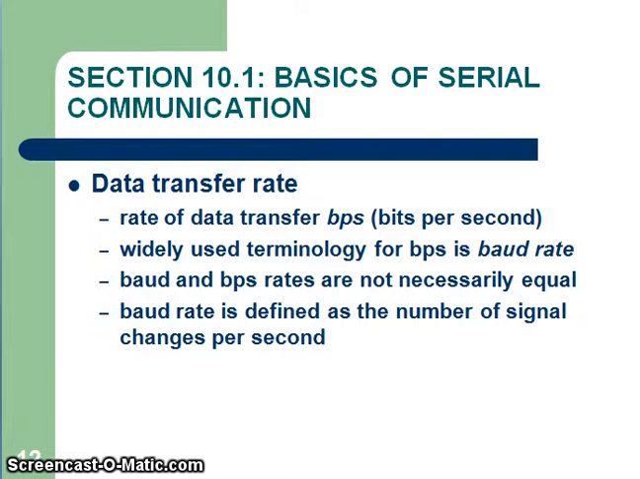So we know we are transmitting data from the sender to the receiver. The number of bits transmitted per second is called the rate of data transfer or data transfer rate. A widely used term for BPS is baud rate. Baud rate and BPS rates are not necessarily equal. Baud rate is defined as the number of signal changes per second.